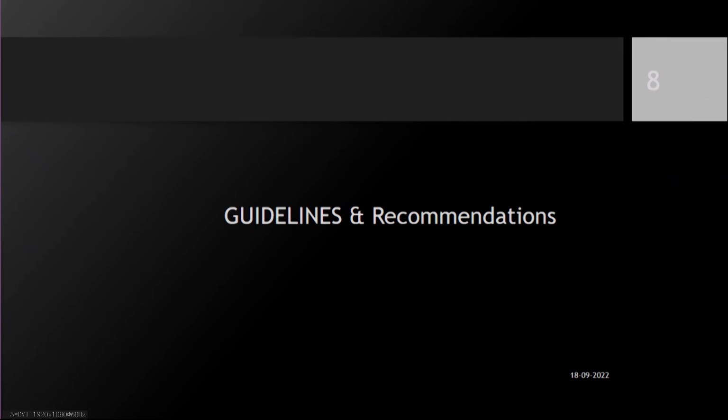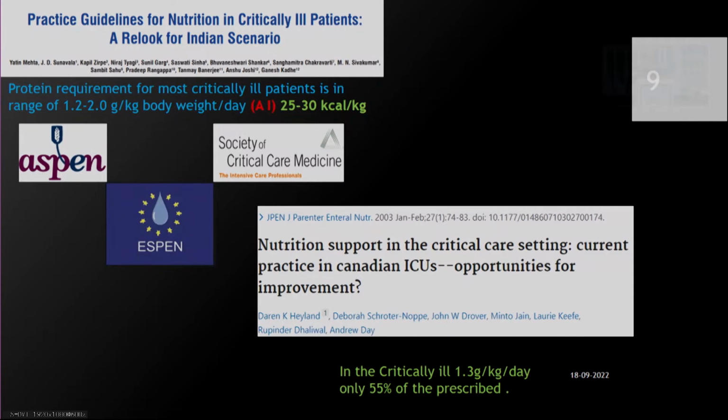So what are the guidelines suggesting? All the guidelines, whether ASPEN, ESPEN, the Society of Critical Care Medicine, or our Indian guidelines, suggest 1.5 to 2 grams per kg body weight per day in the critically ill patient, which is grade A evidence.